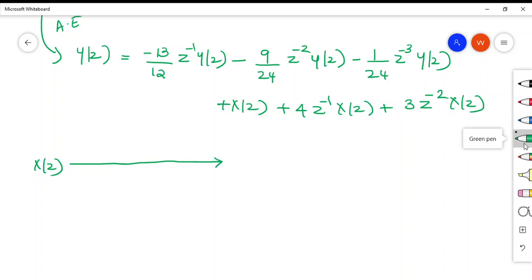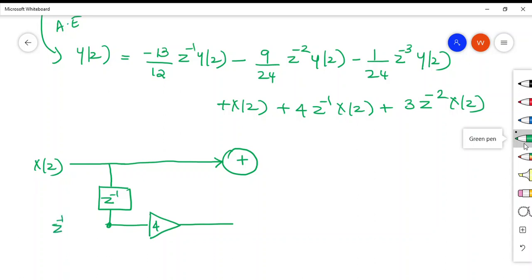Then you have z inverse x of z. So you just put an adder here. Next is z inverse x of z. So first you add a delay element z inverse. Now z inverse x of z has coefficient 4, so the constant multiplier is 4 here. So at this particular point, what you have is z inverse x of z. When it is passed through the multiplier, you have 4 z inverse x of z. Now you add it with the first term, that is x of z. So this much is realized now.